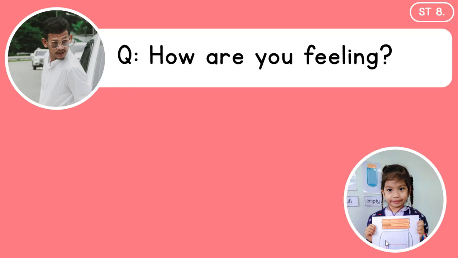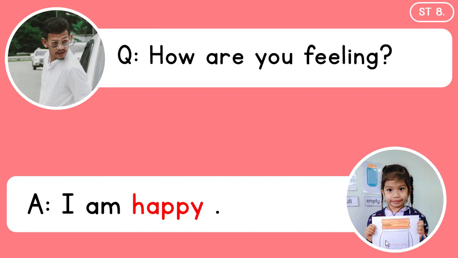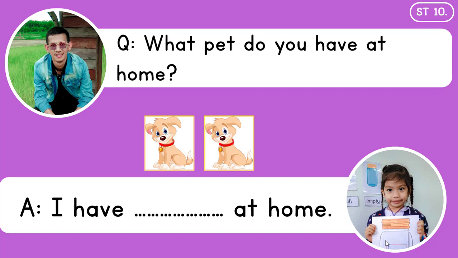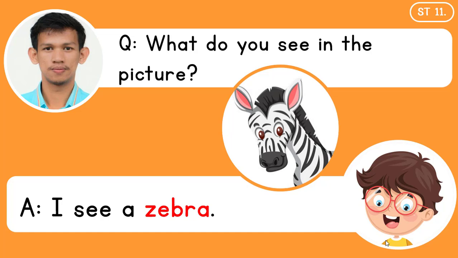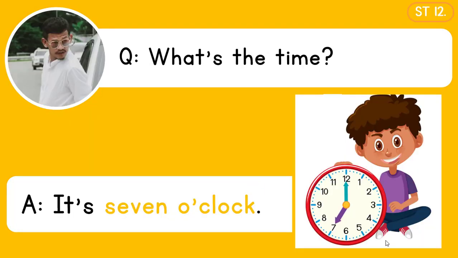Next one, how are you feeling? I am happy. What pet do you have at home? I have two dogs at home. Next one. What do you see in the pictures? I see a zebra. Very good. All right, next one. What's the time? It is 7 o'clock.